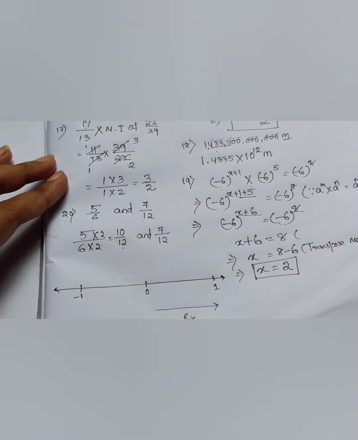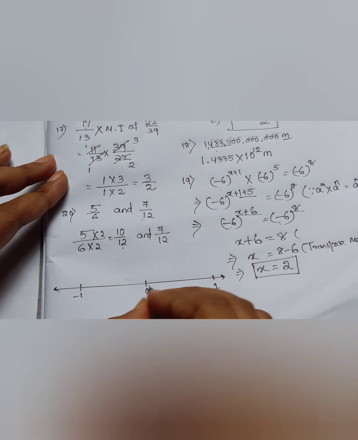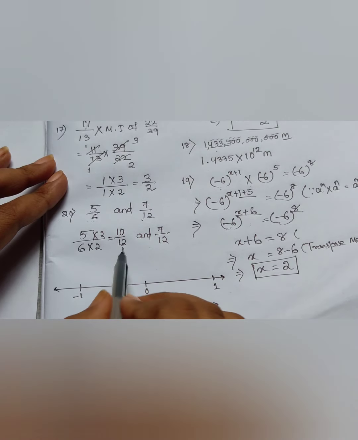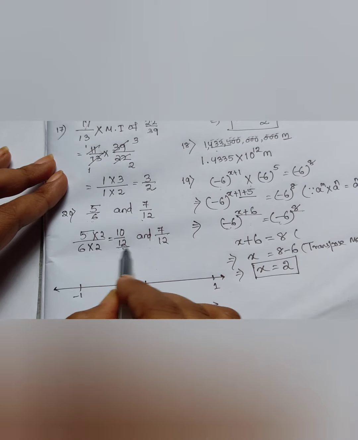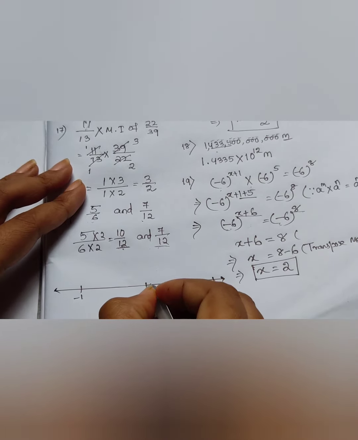And both are positive rational numbers, so they will lie on the right side of 0, and they are proper fractions, so they will lie in between 0 and plus 1. 12 equal divisions, so let's draw 11 lines.